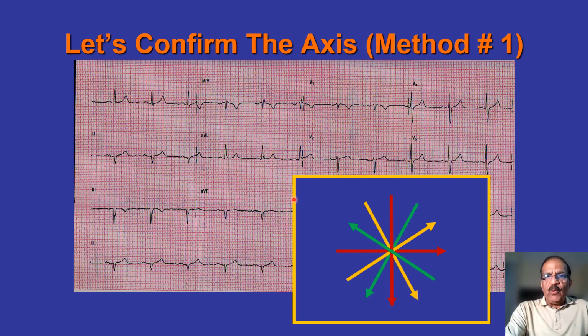So let's now calculate the axis. There are 2 methods, those of you who have attended my earlier modules. I will demonstrate the axis by both methods. This will confirm that there is actually left axis deviation, and it will also be a revision of axis determination. Now this is the picture you remember, and there are pairs of leads. Lead 1 pairs with AVF, both are at right angle. Limb lead 2 pairs with AVL, both are at right angle, and limb lead 3 pairs with AVR, both are at right angles, and they have different colors.